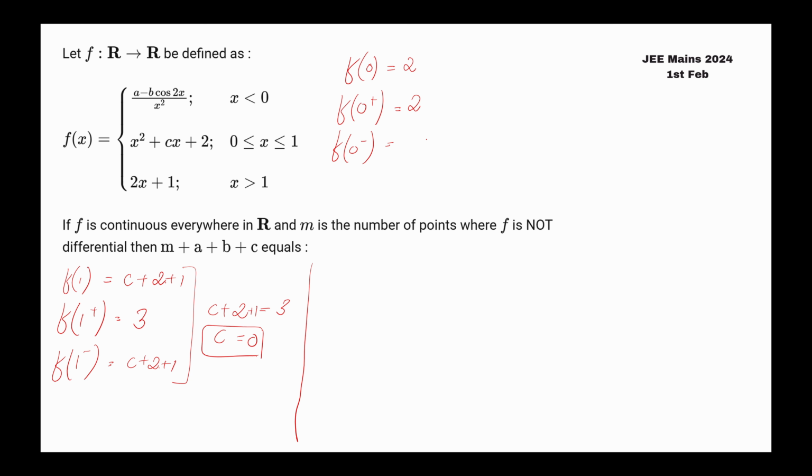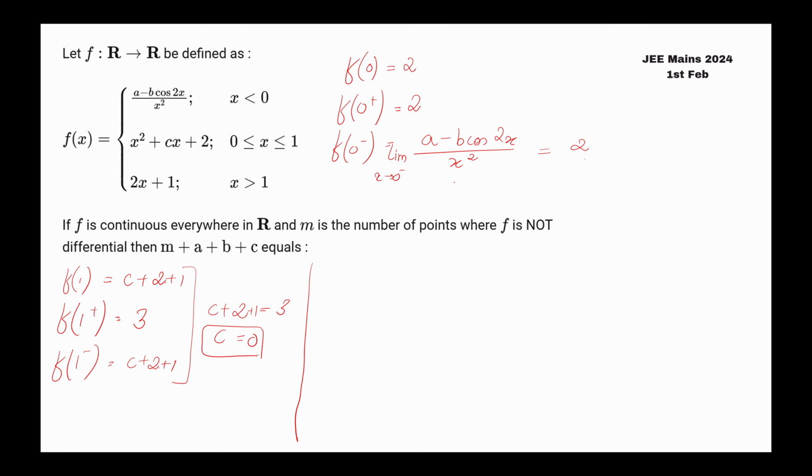This is what has been given to us: a minus b cos 2x by x square. So here we have limit x tending to 0 minus. Now let us try to find out the value of this. From here what we can see is this value, first of all, we know this should be equal to 2, of course, as per the equations that we are trying to solve.